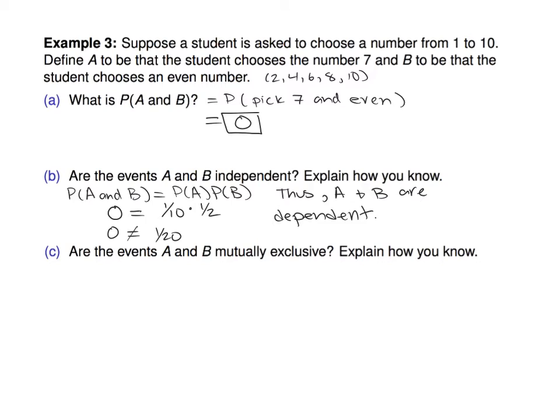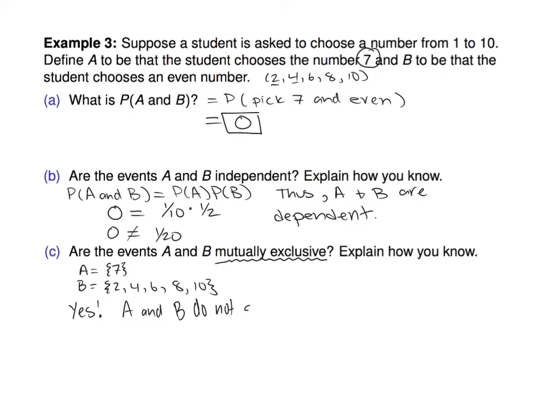So are these events A and B mutually exclusive? Explain how you know. Well, 2 events are mutually exclusive if they do not contain any of the same simple events. And here a simple event is just a single number. So 7's a simple event, 2's a simple event, 4 is a simple event. And you can see that A is just the event consisting of 7, and B is the event consisting of 2, 4, 6, 8, and 10. And these 2 events have nothing in common, which means they're mutually exclusive. So yes, A and B do not share any simple events.